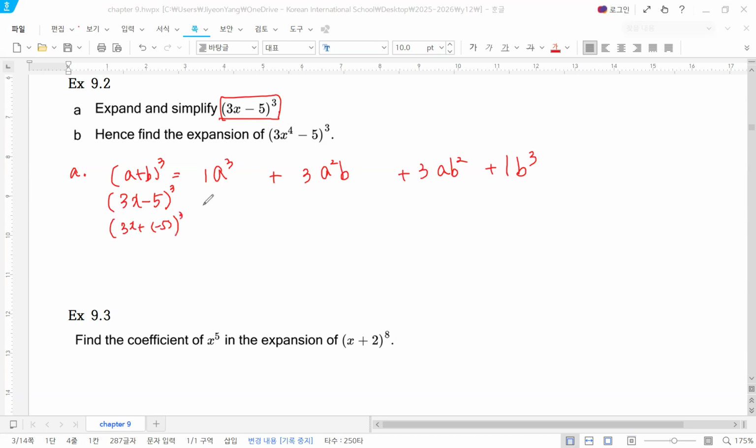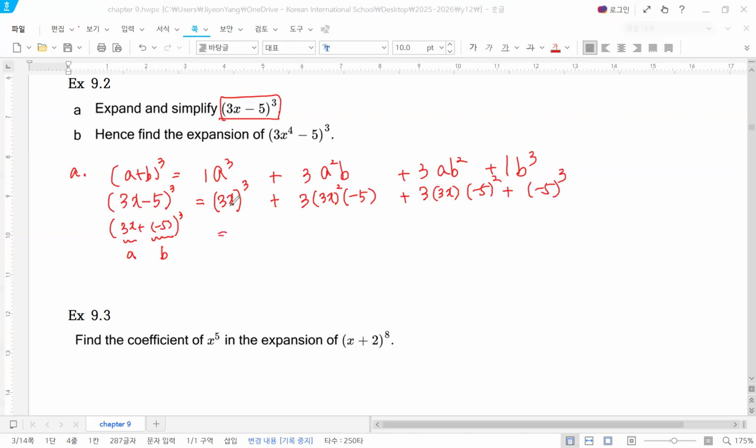Do you understand? So you need to substitute 3x for a. You need to consider negative 5 as b. Do you understand? Are you with me? Equals then 3x. Do not forget to write down bracket cube, otherwise you're going to make a mistake. And then 3, instead of a, write down 3x squared. Instead of b, write down negative 5, plus 3, instead of a, 3x. Instead of b, negative 5, plus negative 5 cubed.